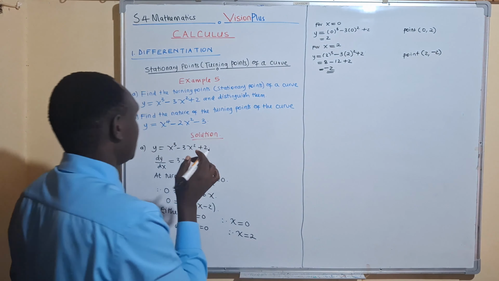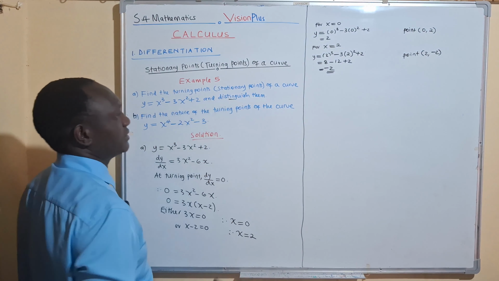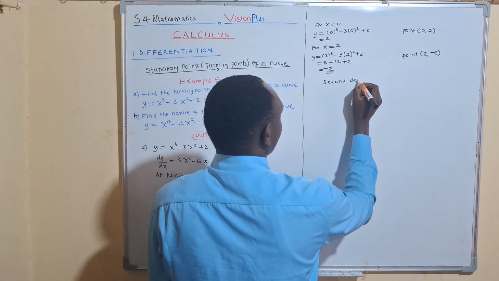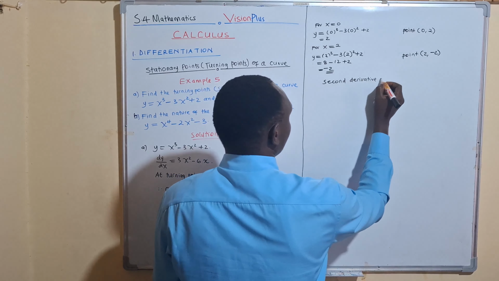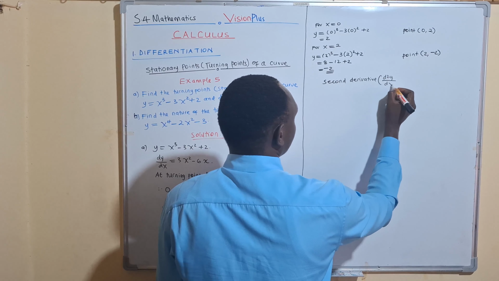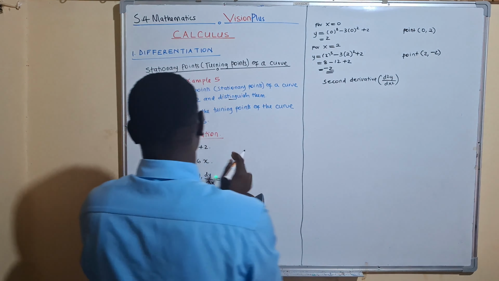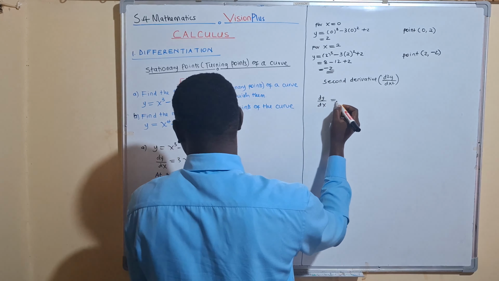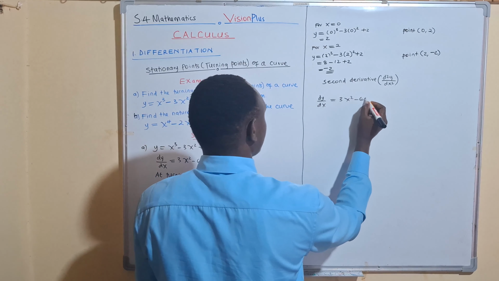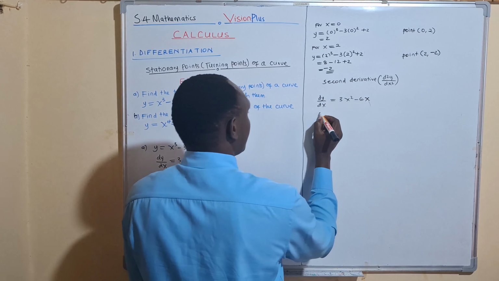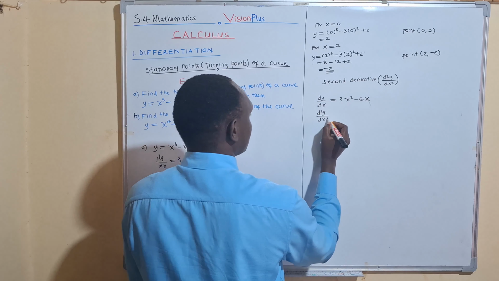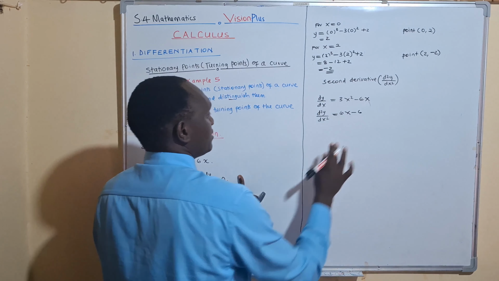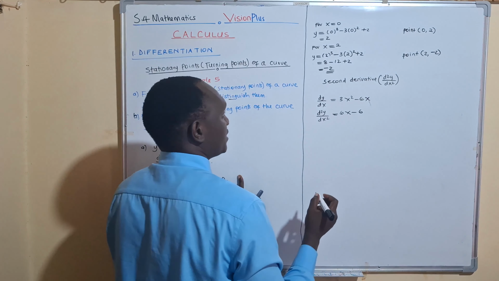Now let us distinguish them, because the question has said you can distinguish them. That means for us to distinguish, there are two methods which I'm using. The method of getting the second derivative, which is d squared y dx squared. That means we need to differentiate the gradient function of the curve again. And the gradient function is 3x squared minus 6x. So for us to get the second derivative d squared y dx squared, we need to differentiate this again, giving us 6x minus 6. So we shall use the second derivative to test for the 2 points.